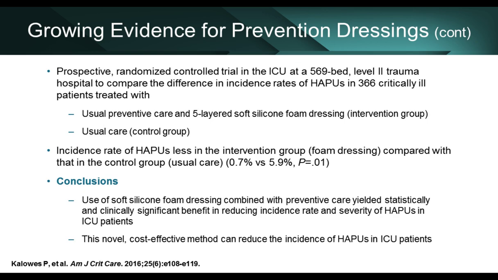Again, here's another one, a prospective randomized controlled trial in the ICU. They compared the difference in incidence rates of hospital-acquired pressure ulcers in 366 critically ill patients treated with preventative care and a foam dressing versus the control group, which was usual care. They found the incidence rate of pressure injury was less in the intervention group compared to the control group. So again, indicating that these prophylactic prevention dressings might be something you want to incorporate into your practice.